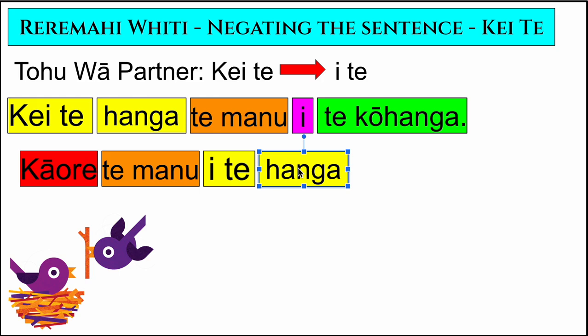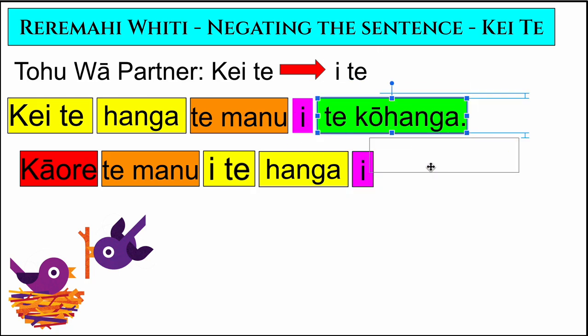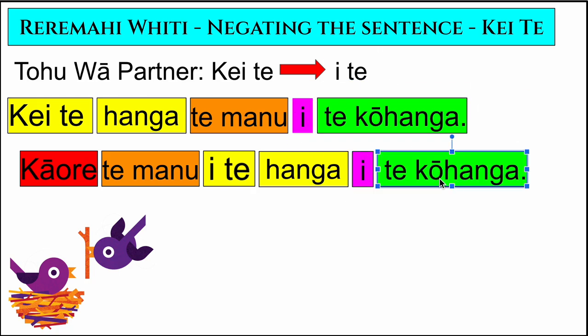Once that's done, we can add the pūhono and the taunga at the end of the sentence. And there they are. Kaore te manu I te hanga, I te kohanga, the bird is not building the nest.